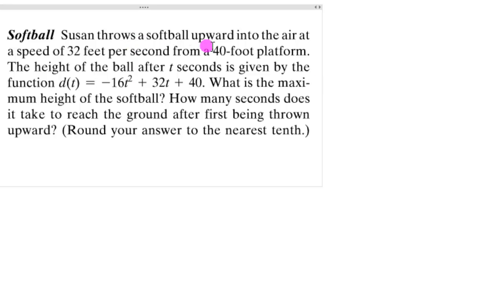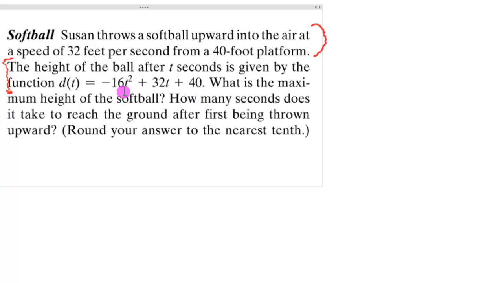First of all, that first sentence, we don't really need to use that material, because what we're interested in is that you are given a height function for the ball. The path of the ball is given by this function, which hopefully by now, based on your work, you know is a parabola, because it's got the t squared. It's a quadratic function, and it's a parabola.